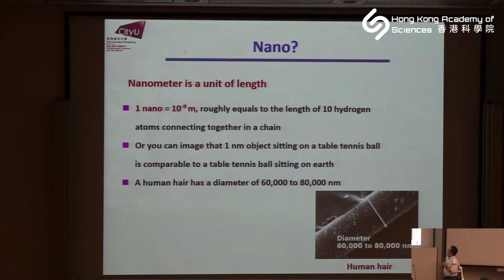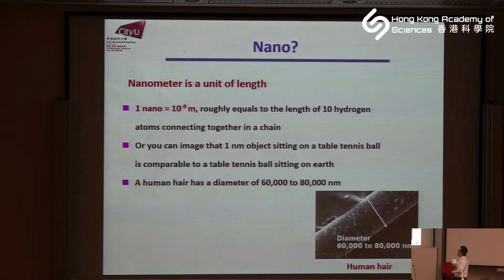So, nano. If you know this term, it is a unit of length: 10 to the power of minus 9 meter. If you think about how long one nano is, it is like 10 hydrogen atoms connected in a chain, and this is considered 1 nanometer. So it's really that small.